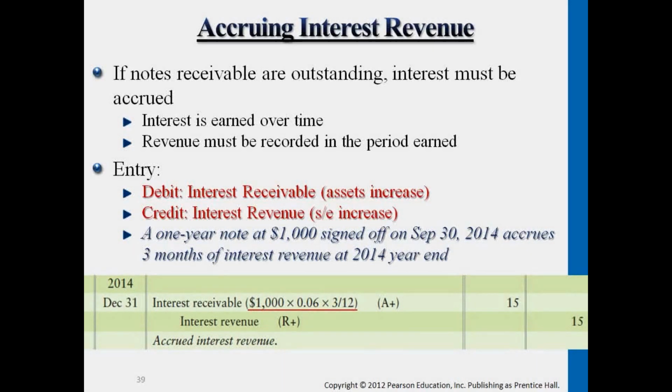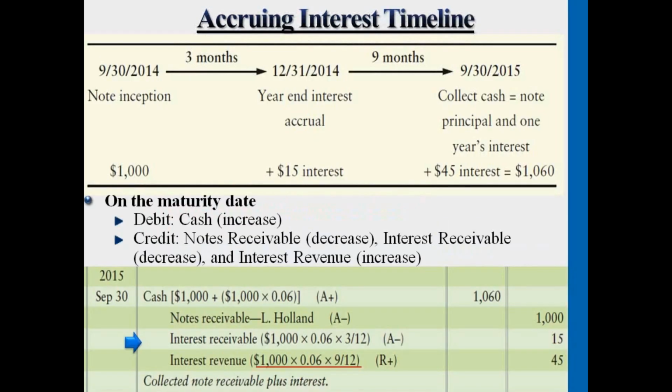So what happens next year, September 30th, when the note is due? At the end, when the note is due, we need to collect the cash, right? Because after we loan out money to a third party, after a whole year, they need to pay us back the principal amount plus the interest. So the total cash we'll be receiving is $1,000 plus $60.